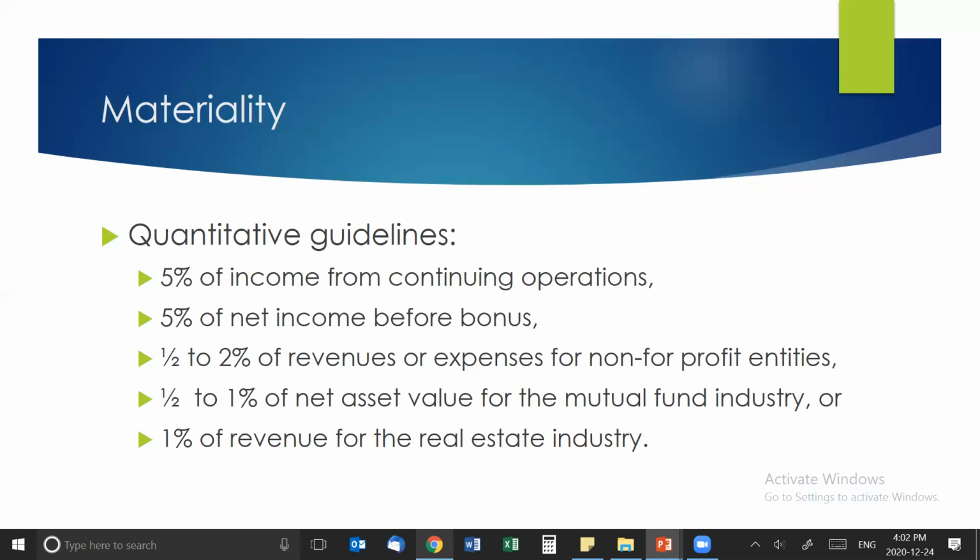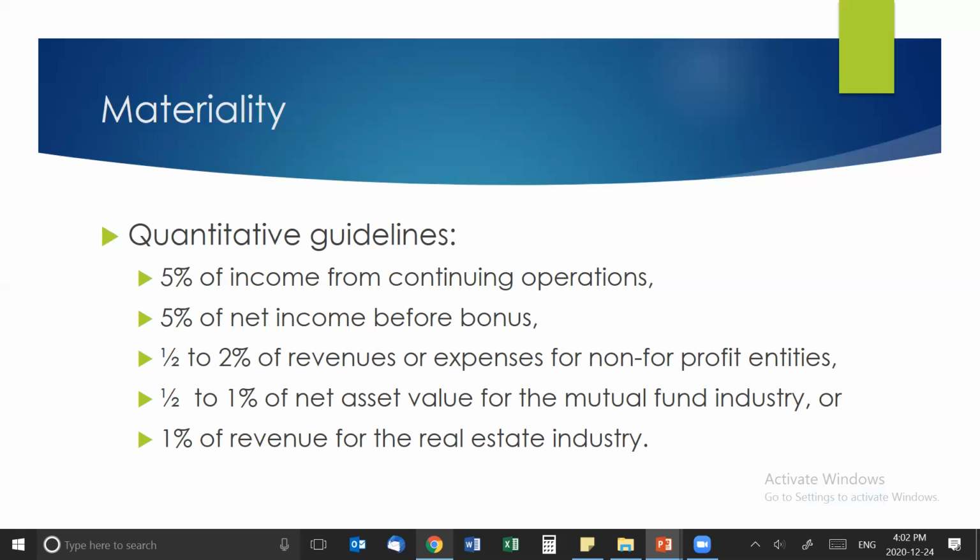So we could do 5% of net income, for example. Usually we can do anywhere from 3 to 10% of net income, which is the industry guideline here. There's no right percentage, but when you're using net income, anywhere from 3 to 10% of net income would be your materiality amount.